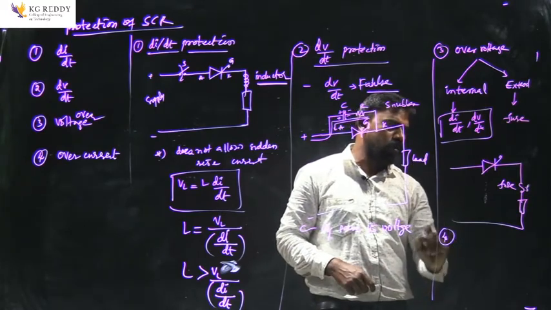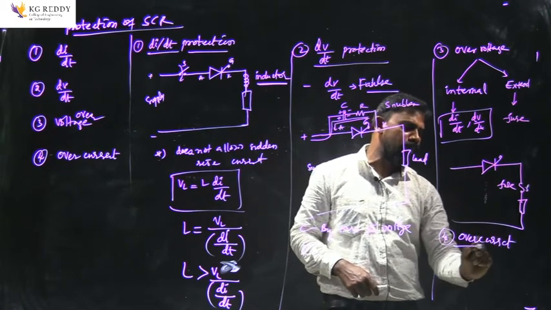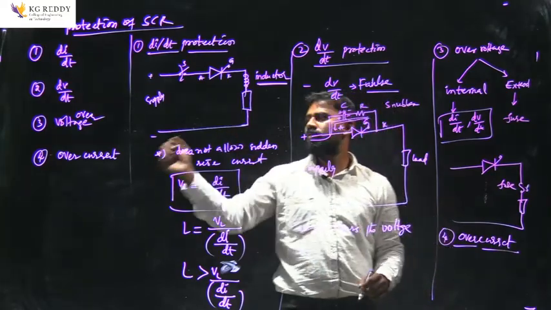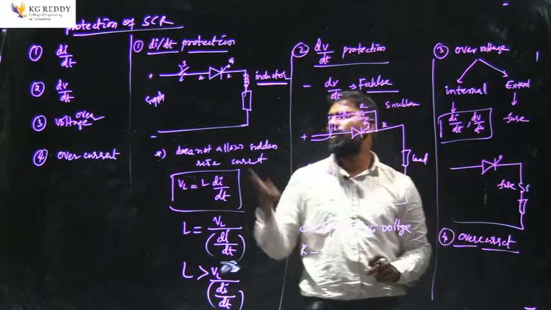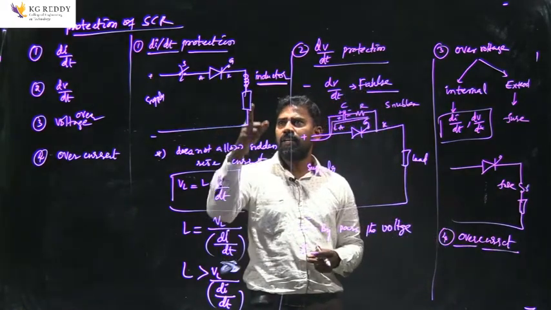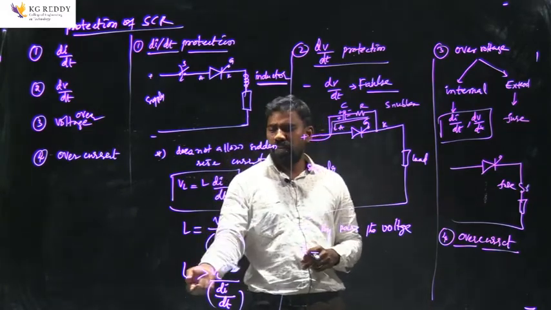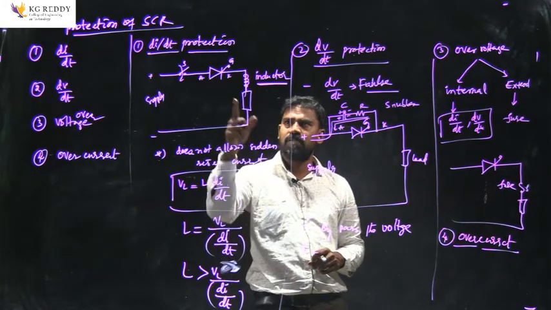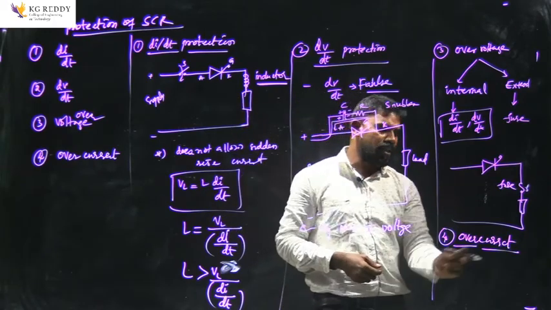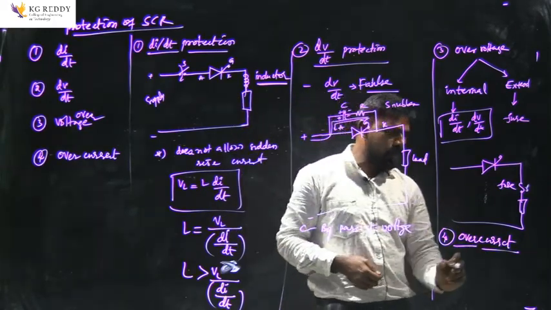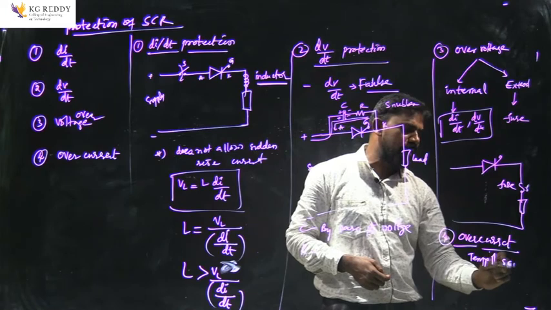Next, the last one is over current protection. How are we going to provide the protection from over current? As already observed here, there is a sudden rise of current. We are already using an inductor here. The inductor does not allow a sudden change in current. So with a high value of inductor connected in series with the SCR, we may protect the SCR from this condition. But due to the over current problem, the temperature may increase, and when the temperature increases, the SCR may be damaged.